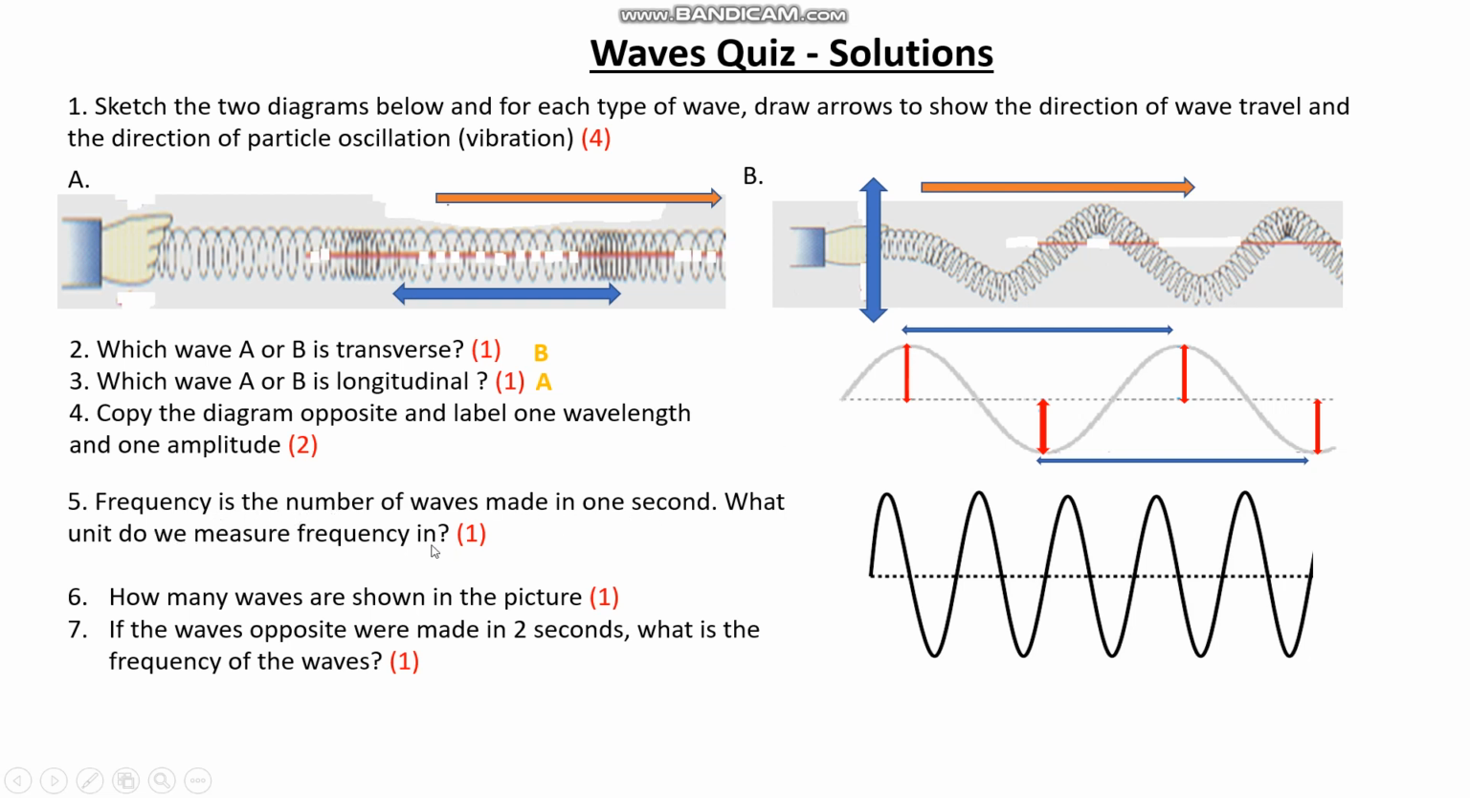Frequency is the number of waves made in 1 second. We measure frequency in hertz. How many waves are shown in the picture? Let's count them. That's 1, that's 2, 3, 4, and that's 5. 5 complete waves. Now, the frequency is the number of waves made in 1 second. This picture shows a period of 2 seconds. So 5 waves made in 2 seconds means that 2.5 waves are made in 1. So a frequency of 2.5 hertz. You can tot up your marks there and give yourself a corresponding score.